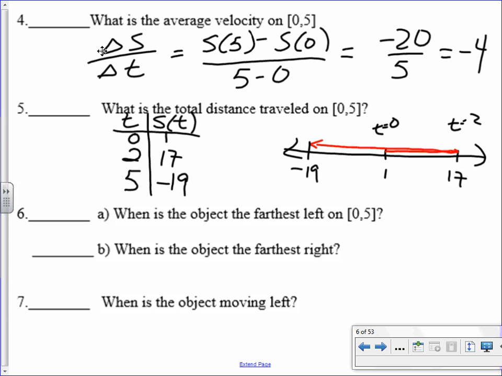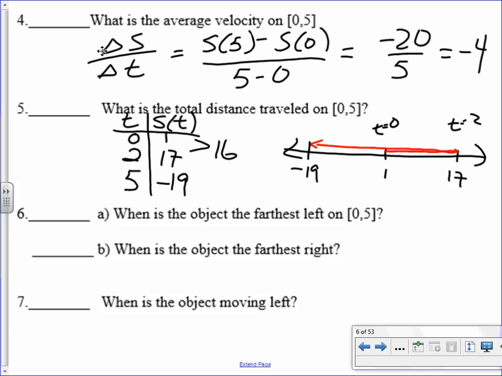So when it goes from 1 to 17, from time 0 to time 2, to figure out how far it travels, take the absolute value of the difference. So going from 1 to 17, you subtract and take the absolute value. It's going a total distance of 16.